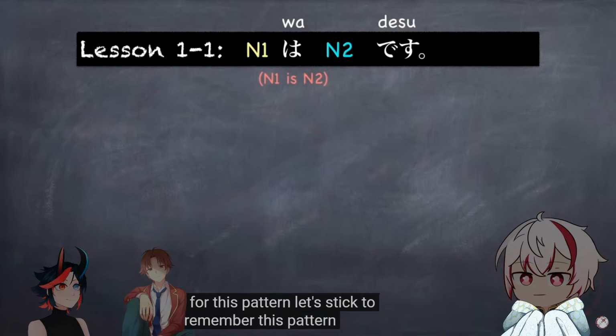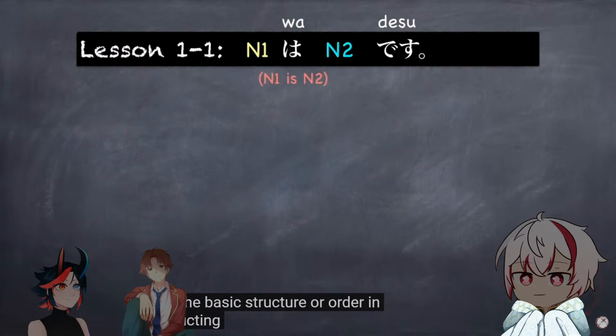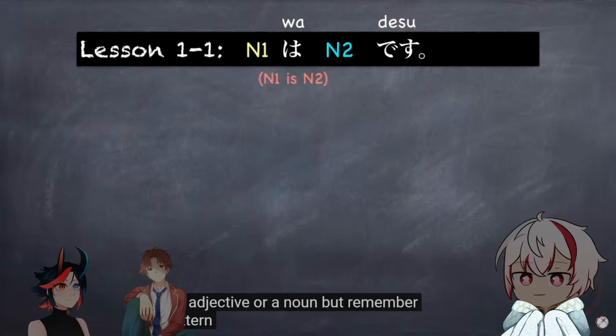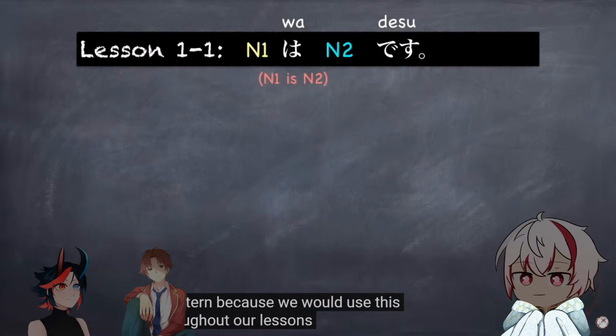So remember this pattern because this is the basic structure or order in constructing Japanese sentences. N1 wa, N2 desu. Of course, N2 can be a verb, an adjective, or a noun. But remember this pattern because we will use this all throughout our lessons. So let's take a look at some examples.